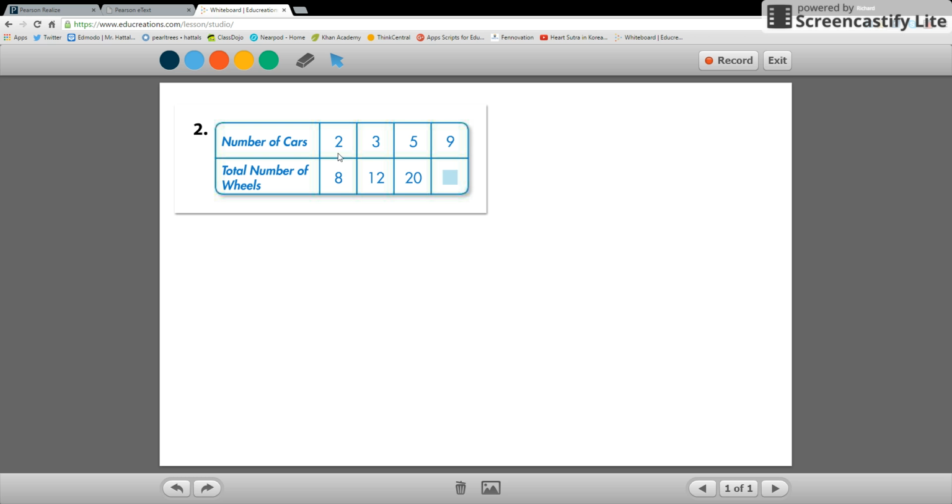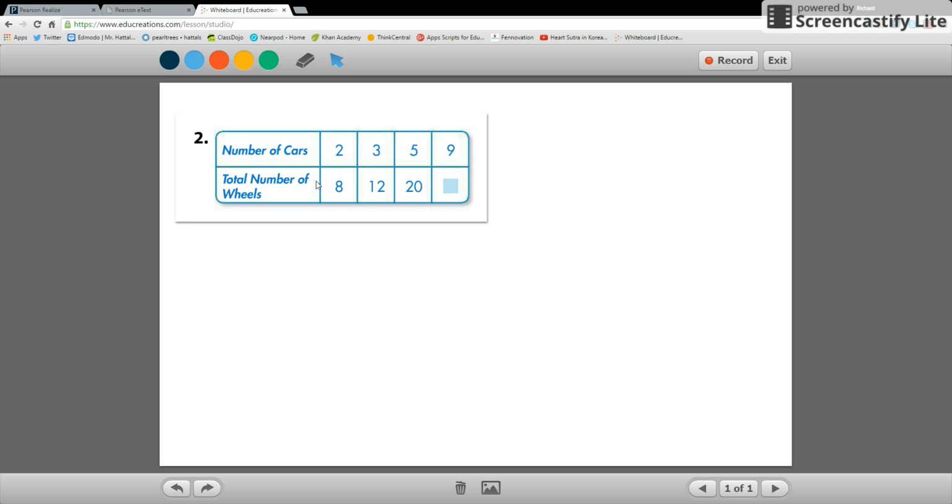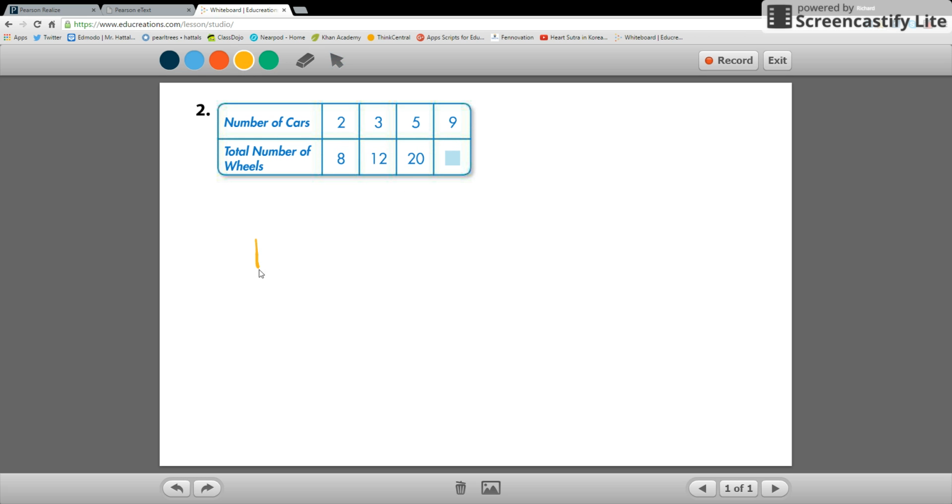So we compare the 2 and we compare the 8, and we think, how can we go from 2 to 8? Well, we can add 6. That is one way, right? So let's say 2 plus 6 is 8. Okay, that's true there. But 3 plus 6 is 9, and that's not true. So we know that it's not adding 6.